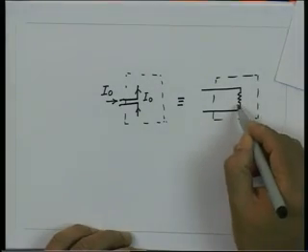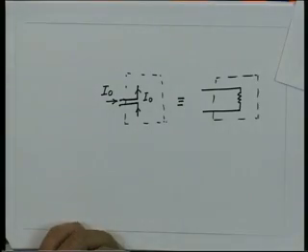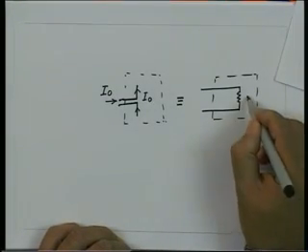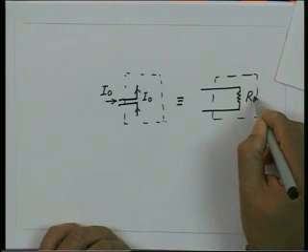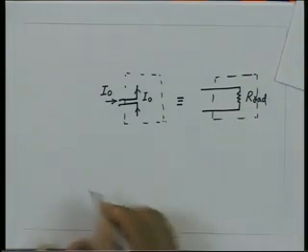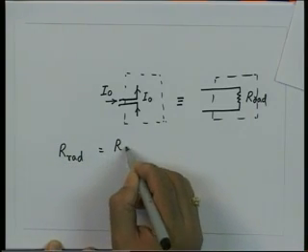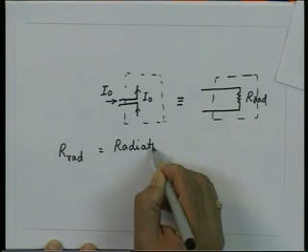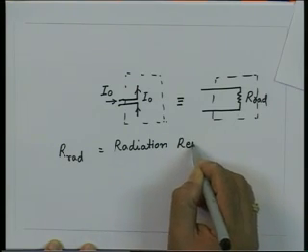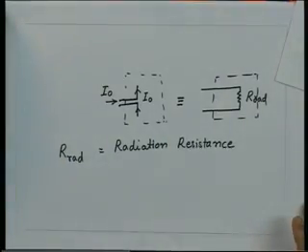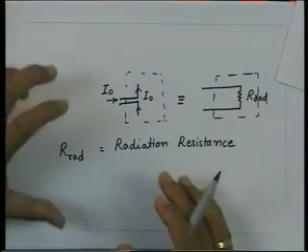Since this resistance is related to the power radiated by the Hertz dipole, we call this resistance the radiation resistance of the dipole, and let us denote it by R radiation. So this quantity R radiation is the radiation resistance of the Hertz dipole. If I see this dipole from the circuit point of view, then it is equivalent to this radiation resistance.